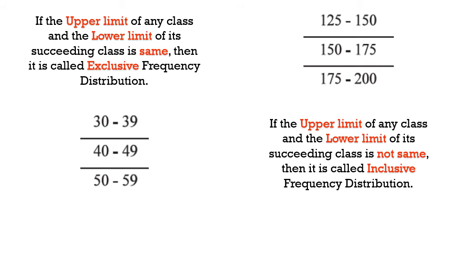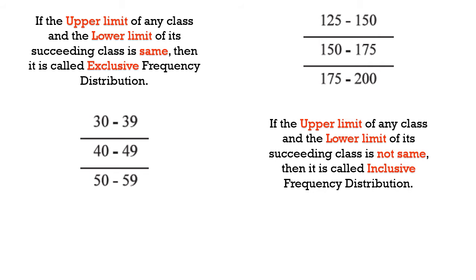The first class is 30 to 39, then the next class is 40 to 49, and again the next is 50 to 59. The first class upper limit is 39, while the lower limit of the second class is 40. That means 40 comes after 39, it is not same. The upper limit of the second class is 49 and the lower limit of the third class is 50, which is again not same. So that's why we call it the inclusive frequency distribution.